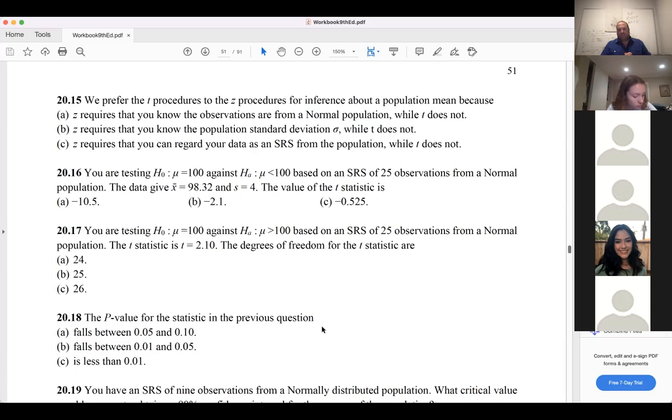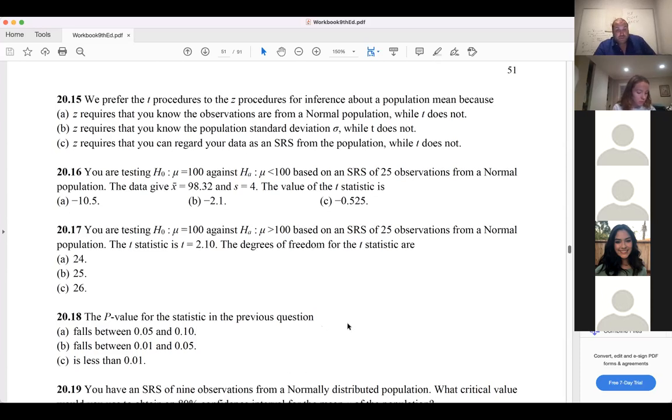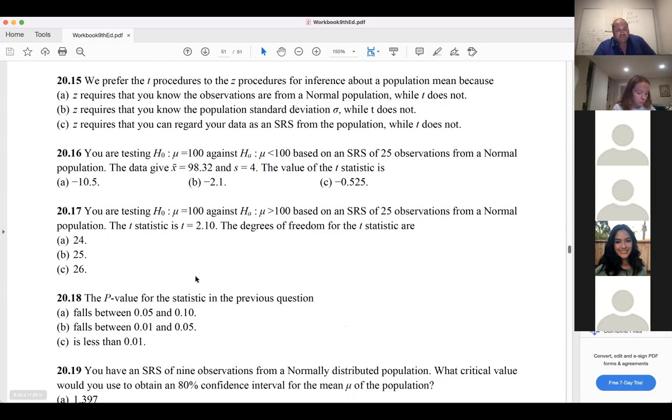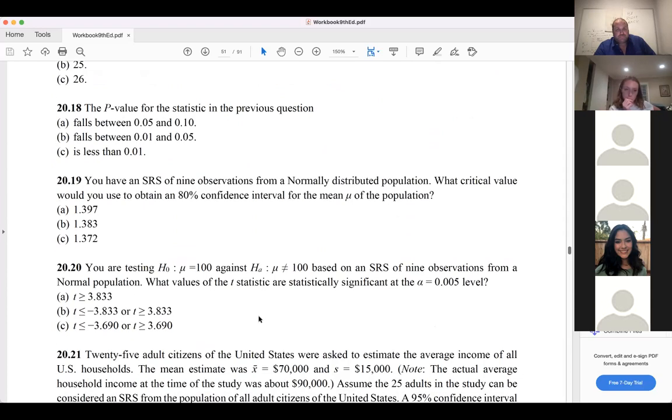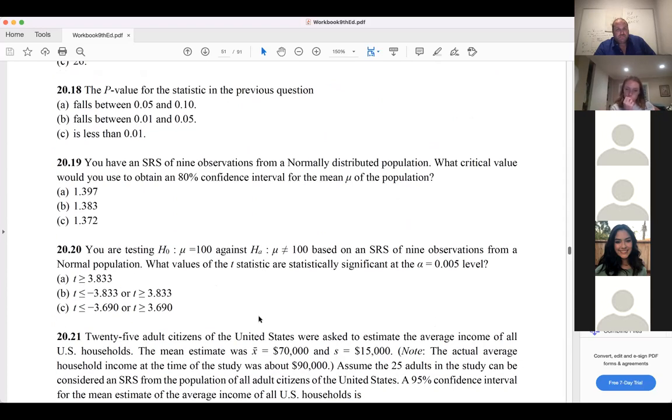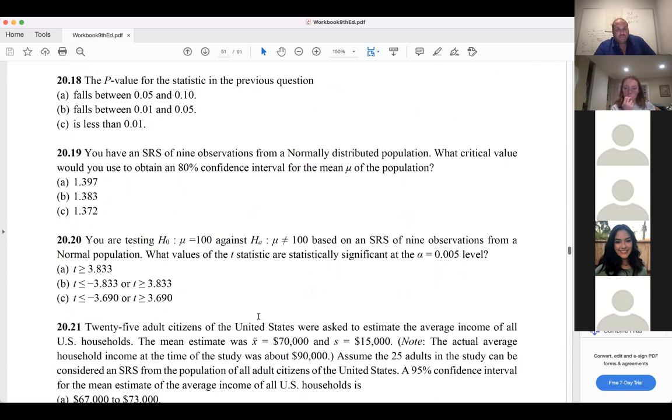All right. I got mostly A's. I got at least one B in there. But remember, degrees of freedom is N minus 1. So if it's 25 observations, the degrees of freedom will be 24, N minus 1. Okay. And of course, we already answered 20.18, so I'm not going to do that one as well. All right, let's try number 19, which is not exactly something that we did. See if you guys can figure it out.